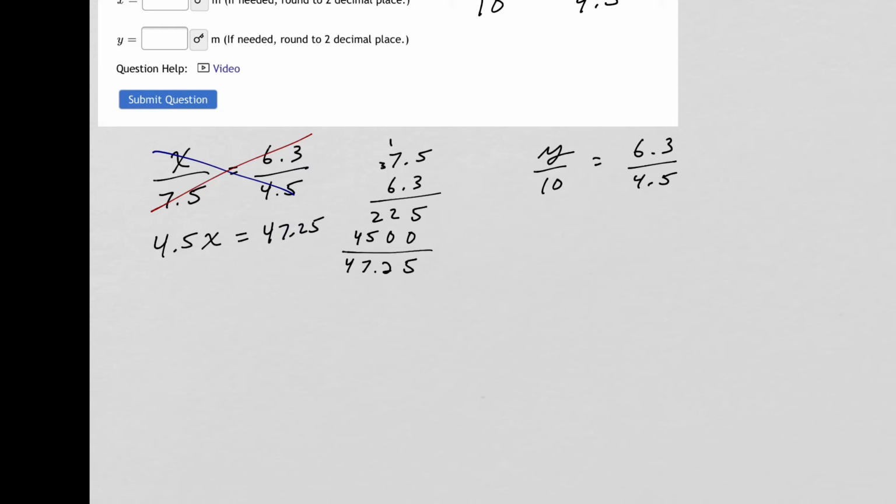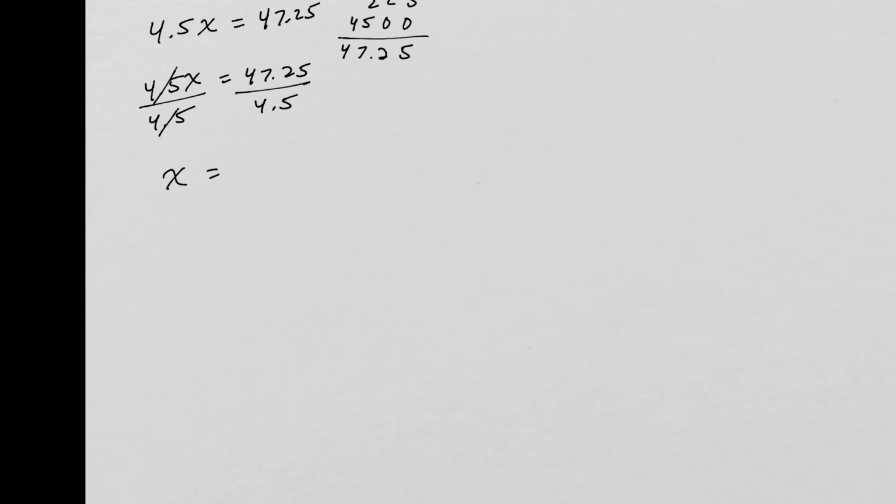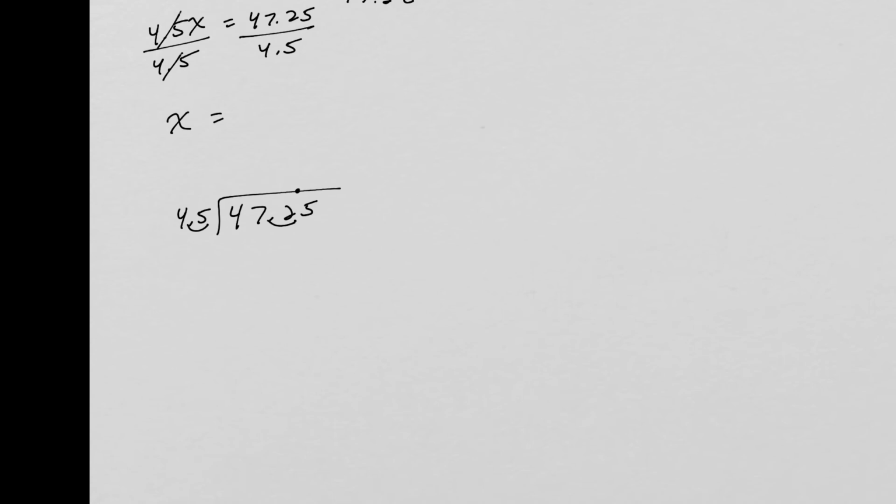Okay, then what? Well, now I need to get the x by itself. I need to isolate the x. So I need to divide both sides by 4.5. So the 4.5s cancel. I have x equals, it's isolated, but now I need to do that work out somewhere. Let me just do it down here. Divided by 4.5, so I need to move this one place, move this one place. Okay, hopefully this goes in evenly. 45 into 47 is once.